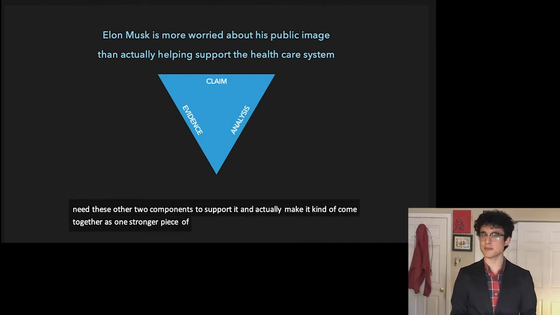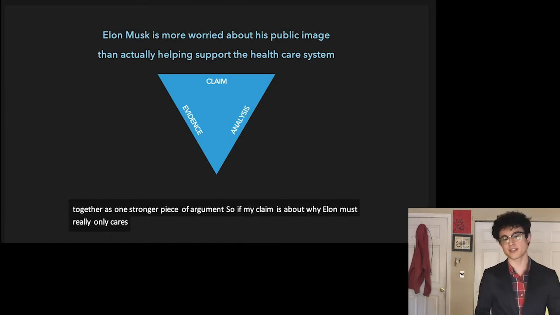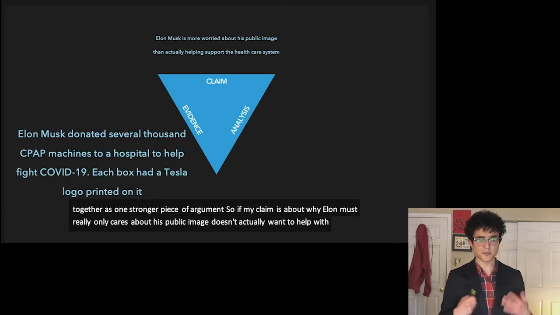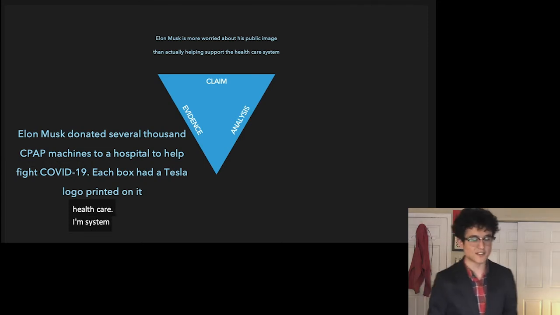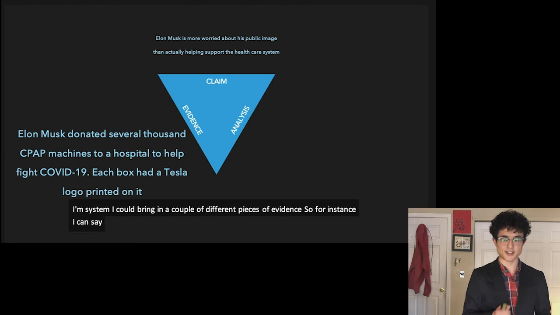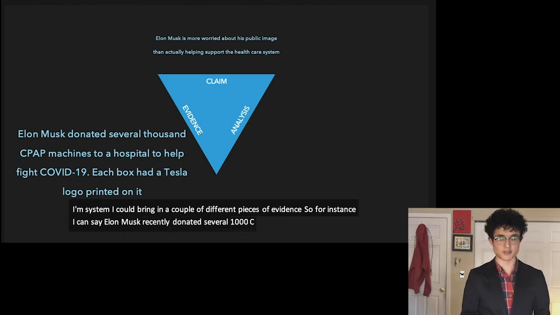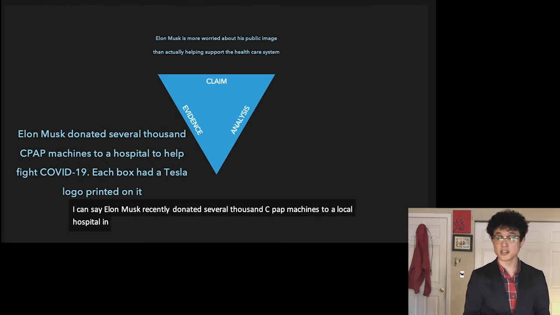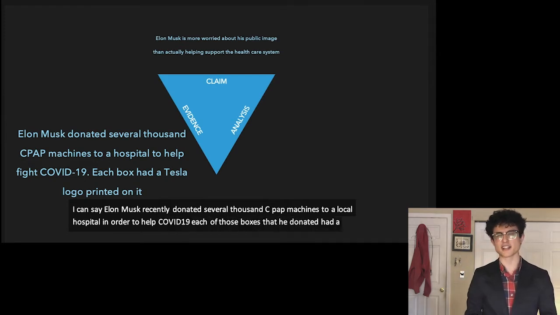If my claim is about why Elon Musk really only cares about his public image and doesn't actually want to help with the healthcare system, I could bring in a couple of different pieces of evidence. For instance, I can say Elon Musk recently donated several thousand CPAP machines to a local hospital in order to help with COVID-19. Each of those boxes that he donated had a big Tesla logo on it. And so that's clear evidence.